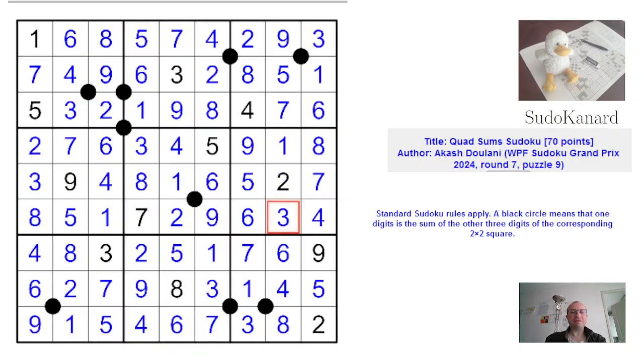And that's it. So this puzzle was no walk in the park again. This was really a difficult round, a very difficult round, and the results prove what I'm saying. It was really full of difficult puzzles, but very good puzzles, I must say. This one is spectacular again, and you would expect no less from Akash Doulani.